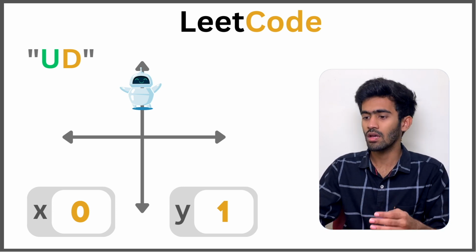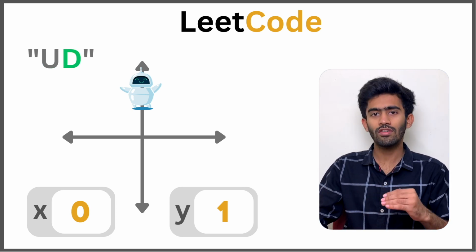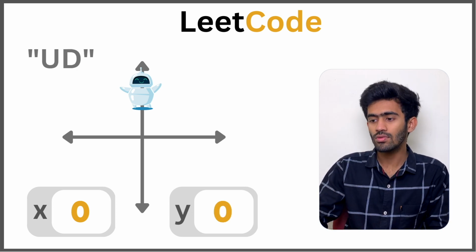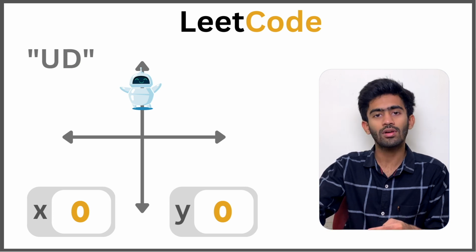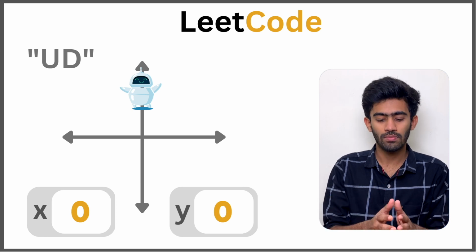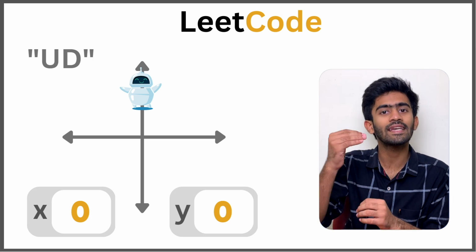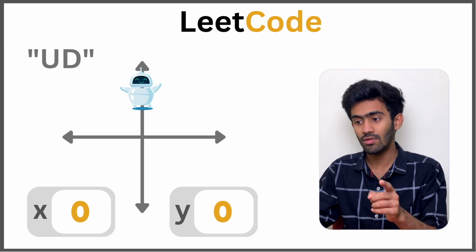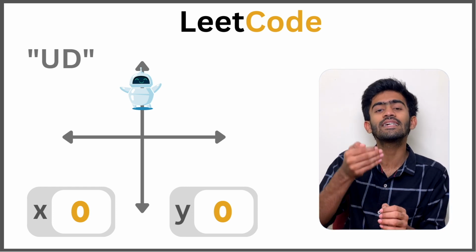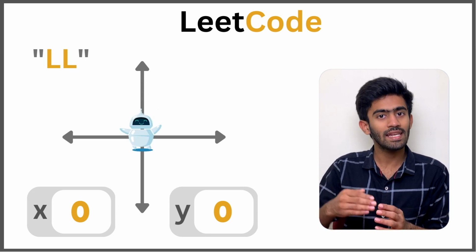Okay, so what is the next step? We have to move to the next character, which is D, which means the robot has to come down. So if it comes down, obviously the y value would get decreased to 0 and hence the robot comes back to the origin. Okay, it was pretty easy. So what did we do? If we are executing an instruction called U, our y value must get incremented by 1. And if we are executing the instruction D, then it means our y value gets decremented by 1. That's pretty easy to remember. So let's have that.